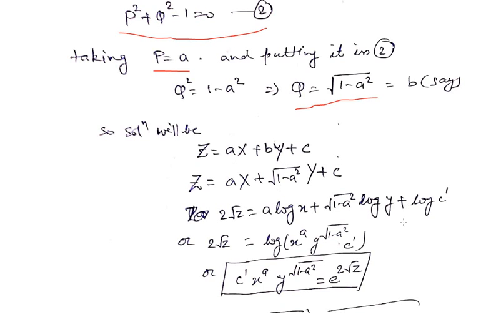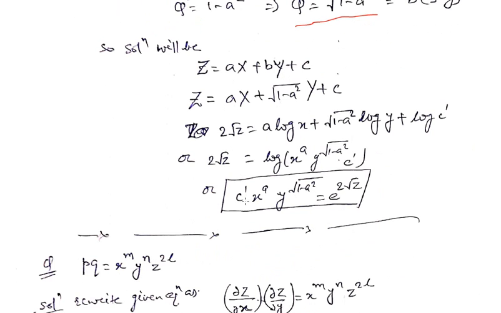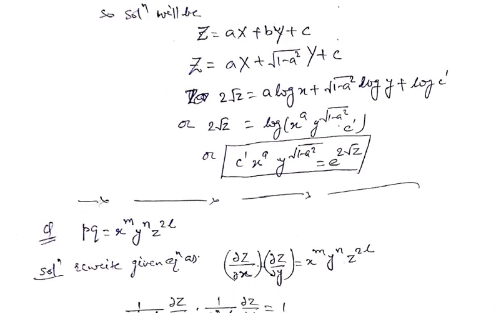So let's say C is equal to log C dash, or using the property of log we can rewrite it as log of x raised to power a, y raised to power root 1 minus a square, and c dash, and in the left hand part 2 root z. Shifting log into the left hand part we get exponential of 2 root z is equal to c dash x raised to power a, y raised to power root 1 minus a square. So in this way we find the complete solution of the given problem. A and c dash are arbitrary constants here.